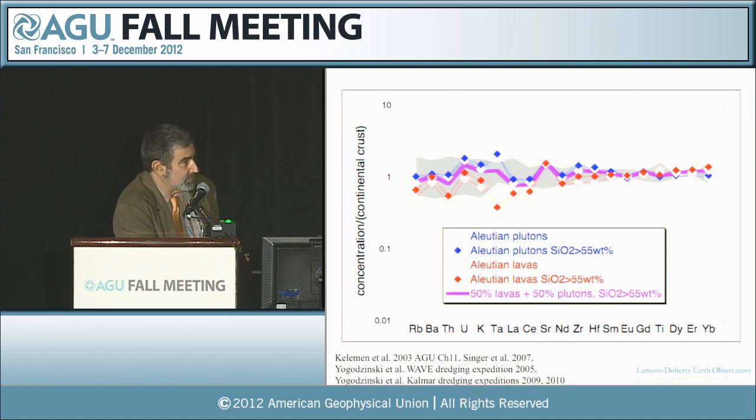So remember the mid-ocean ridge basalts falling off at the incompatible end of this extended trace element diagram, looking nothing like the compiled continental crustal values in gray. In the Aleutians, if we sort for felsic plutons, we get these filled blue symbols. If we sort for relatively intermediate to felsic lavas, we get these red symbols. If we add them together 50-50, we really can get a composition that sits right inside the envelope of estimated continental crust for essentially any element you might care to name.